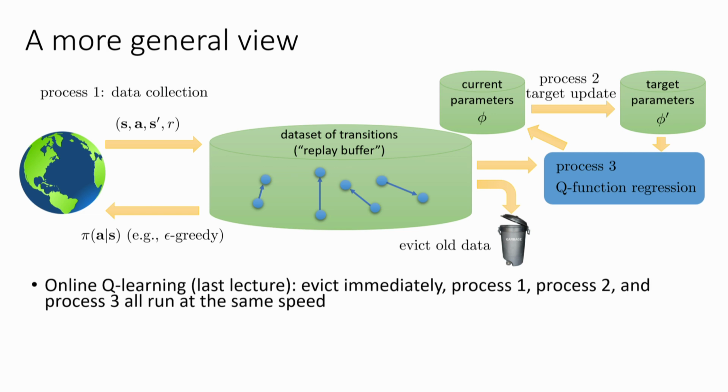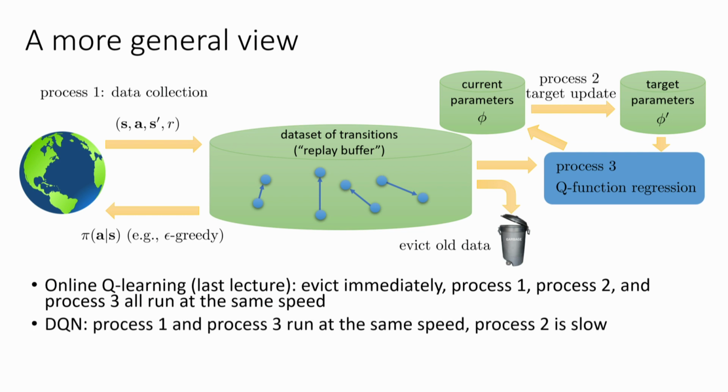Okay, so the online Q-learning algorithm from last lecture is a special case of this where we evict immediately, meaning we only ever store one transition in our buffer, and then process 1, process 2, and process 3 all run at the same speed. So they all get updated all at once.